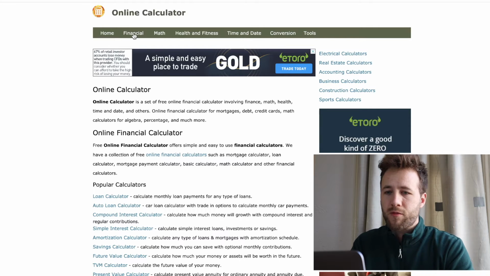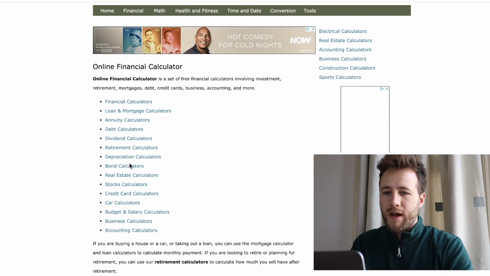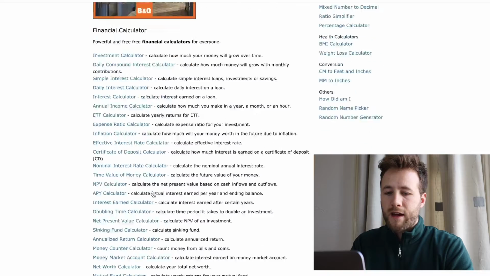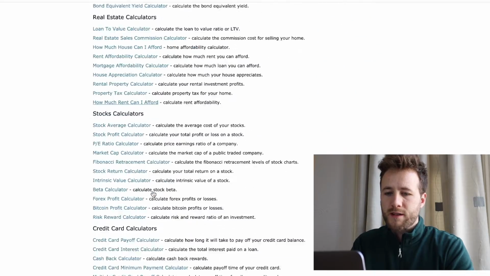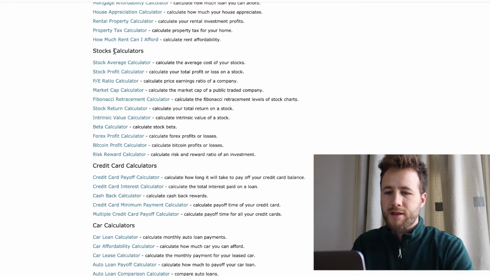So let's hit this button at the top left hand corner, the financial tab, and then what we're going to do is scroll down. We see these headers here. Scroll down until we find the one that's stock related. So here we are, stocks calculators. And we're going to hit the top one, which is stock average calculator.